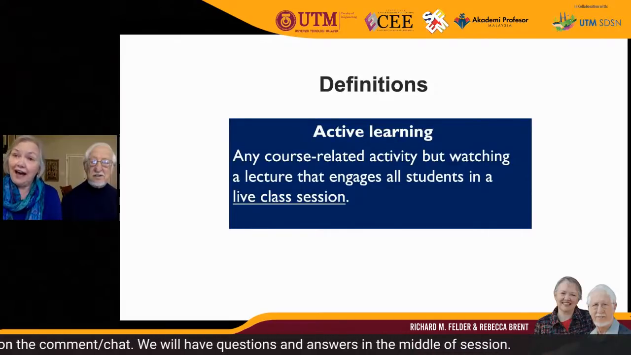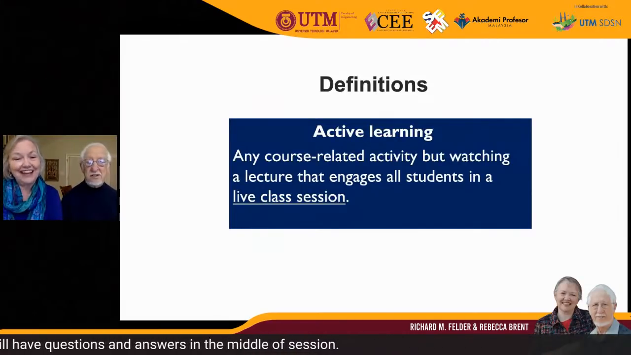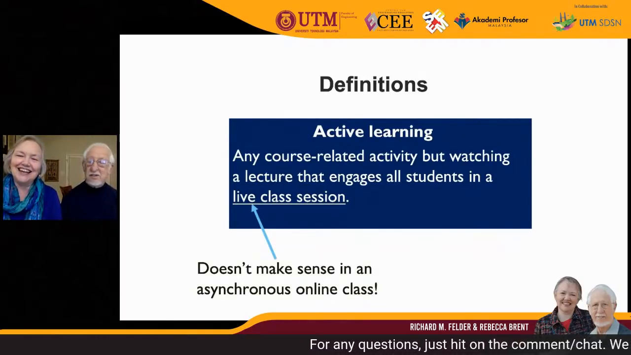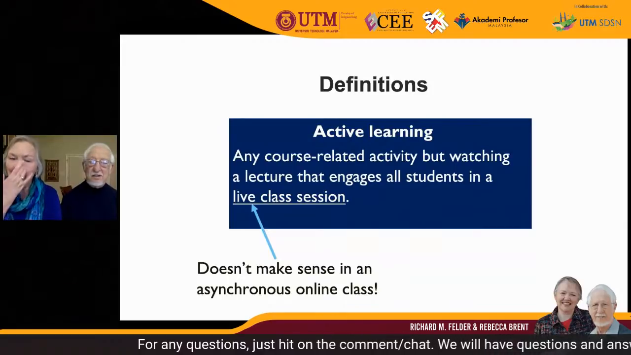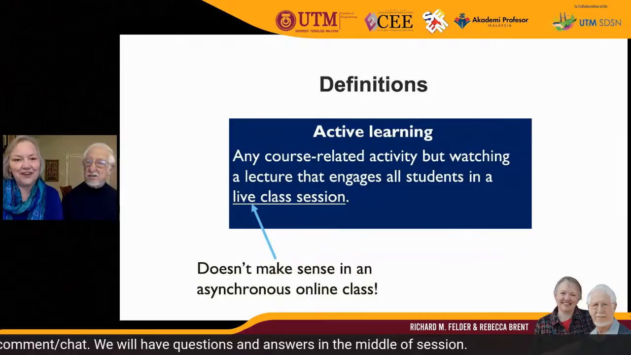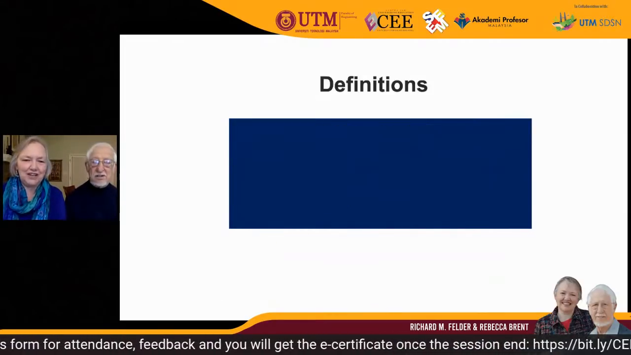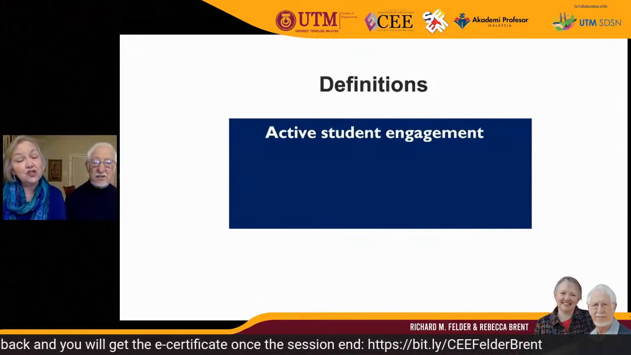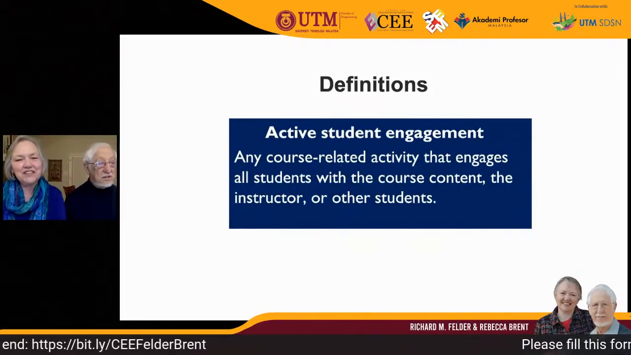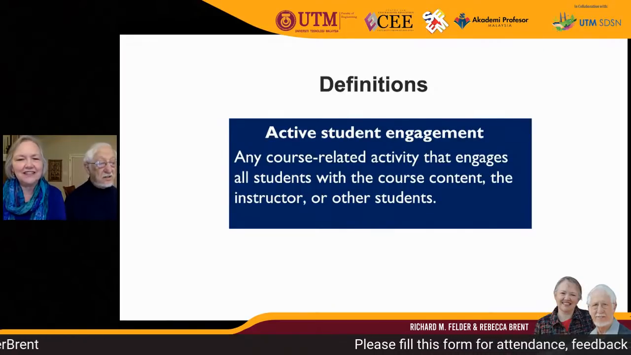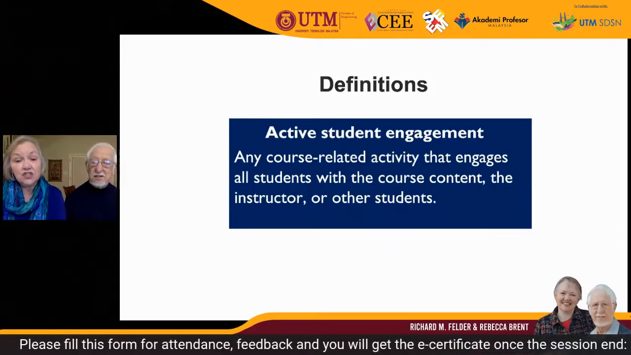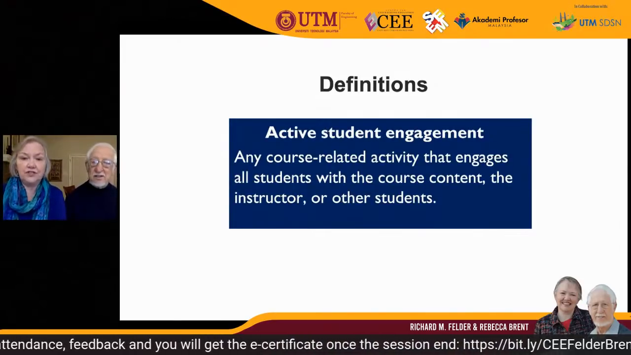Well, that might be fine for synchronous classes where the students are all there at once, but it doesn't make a whole lot of sense in an asynchronous online class. And most of us are using some tools that are asynchronous. And so we need a better definition. So we're using the term active student engagement, and it's just the same, except that it isn't limited to students all being there together at the same time. It's any way that they interact with course content, the instructor, us, or other students.